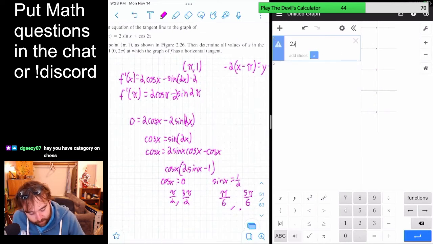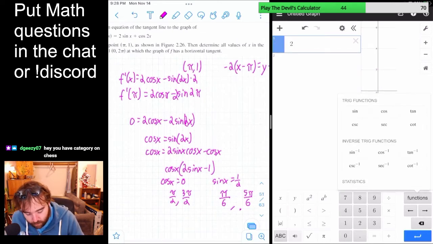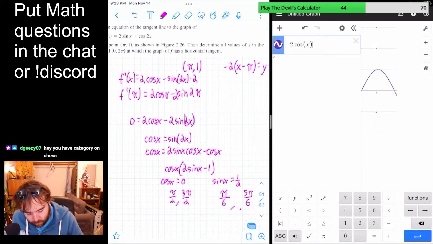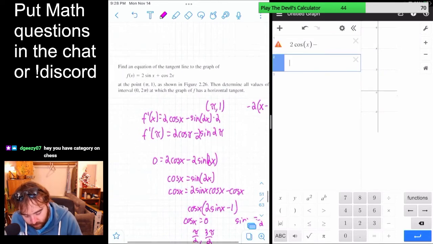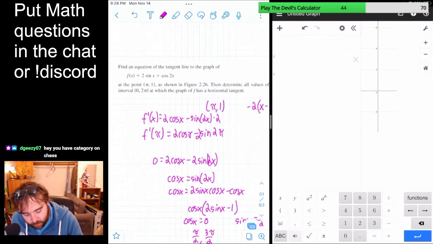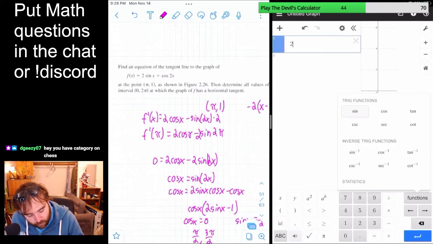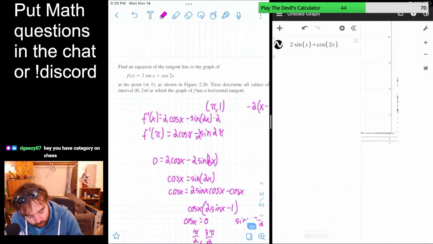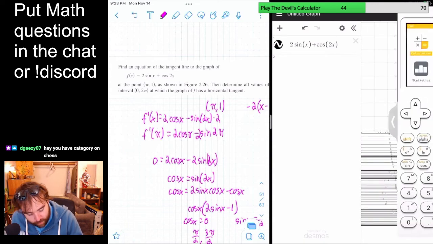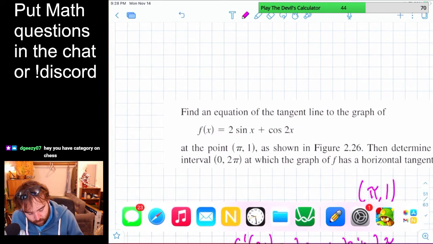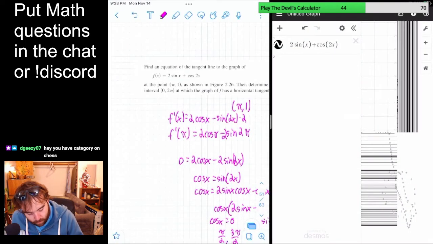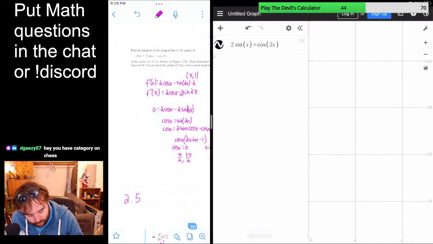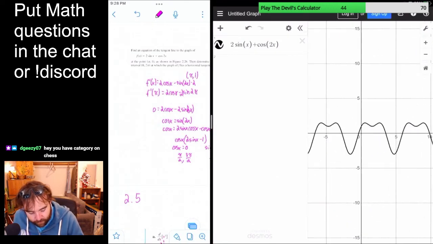So what is this? I didn't even type this in right. So 2 cosine of x. No. What is the function? It is 2 sine of x. That's the derivative. The function is 2 sine of x plus the cosine of 2x. Oh gosh. Getting a Windows error. And it's still there. There we go. So there's our graph. That's looking good.